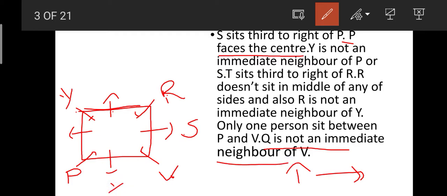Then where should the place of Q be? It should be here. Before this, I have forgotten one point, that is T sits third to the right of R. R is facing the center, so this side will be his right side, isn't it? So third to the right means 1, 2, 3. This is the position of T.